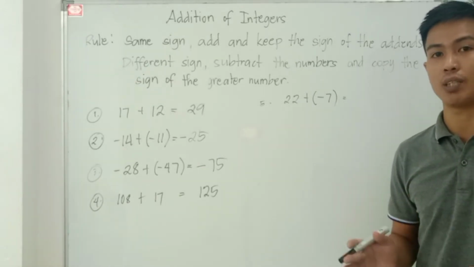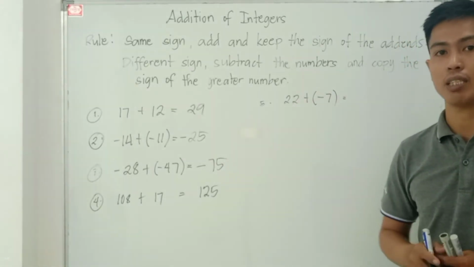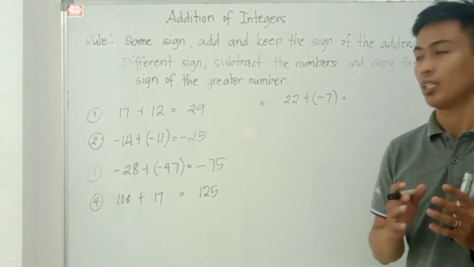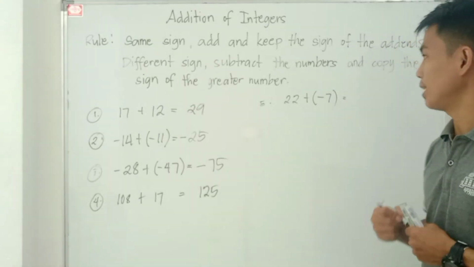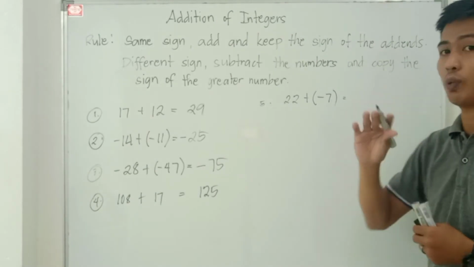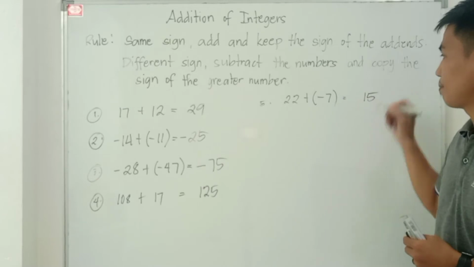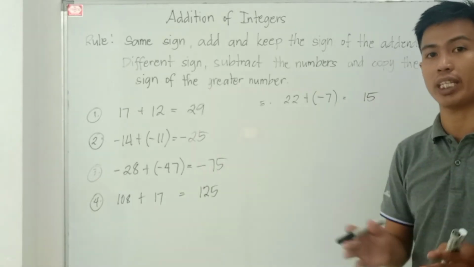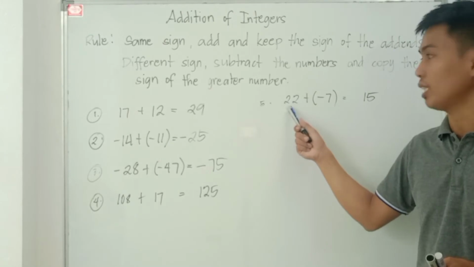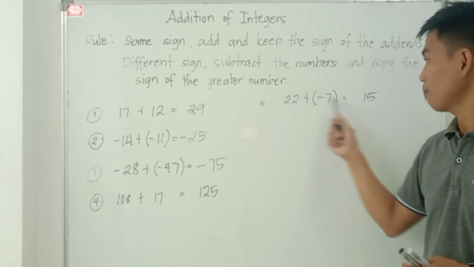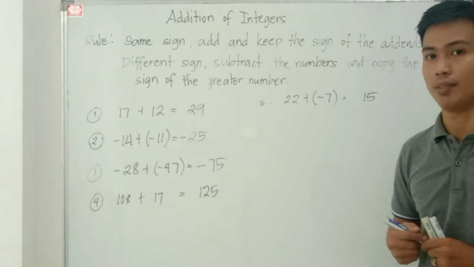So paano natin gagawin yung rule na yon? So since magkaiba sila, that means isa-subtract natin yung 22 at 7. So 22 minus 7 is 15. And kukunin natin yung sign ng mataas na number. Since 22 yung mataas na number at ang sign niya is positive, so that means positive yung magiging sagot. And that is positive 15.